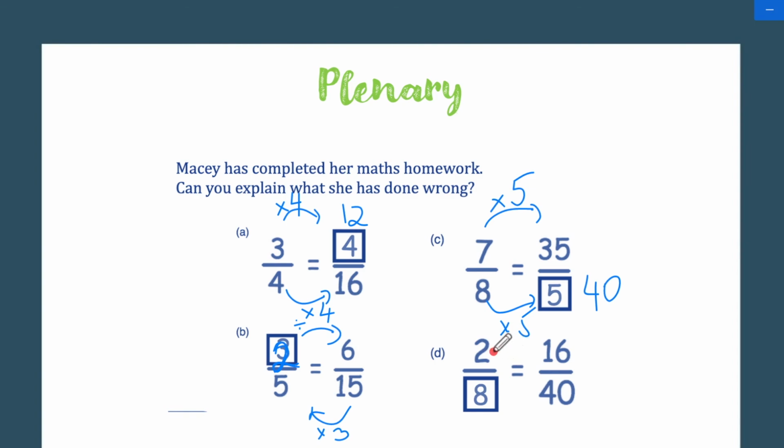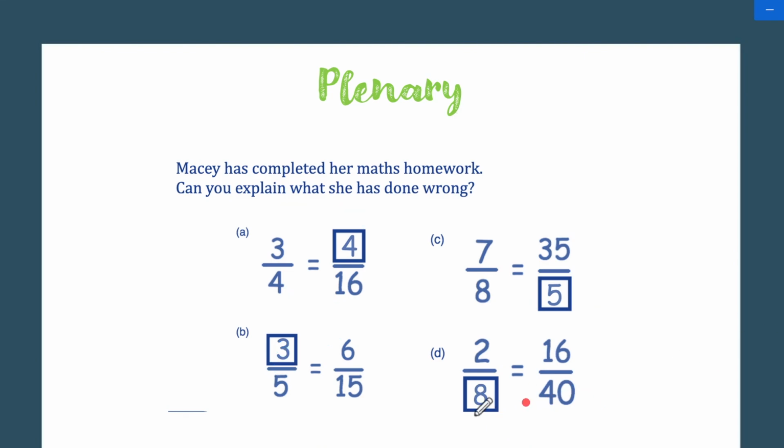And next one, 2 times 8 is 16, which means 8 times 8 should be 64. So the number that was missing is this one, which means that this is divided by 8. This is divided by 8, so should give you 5. Should give you 5, yes.